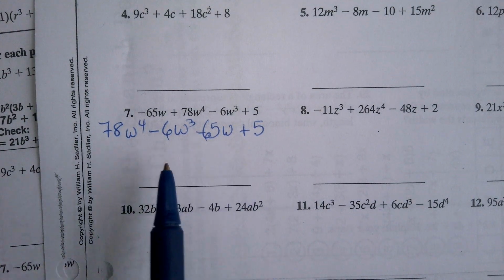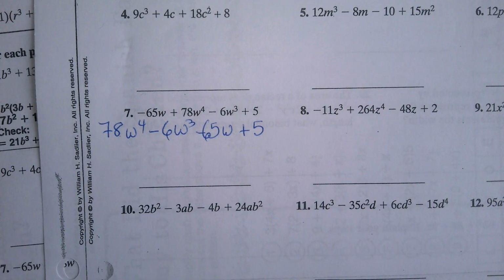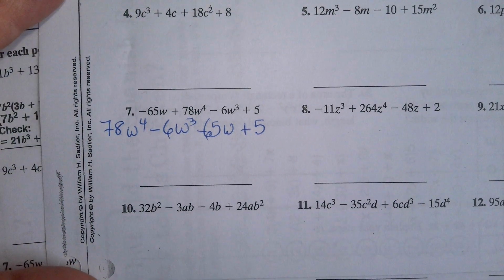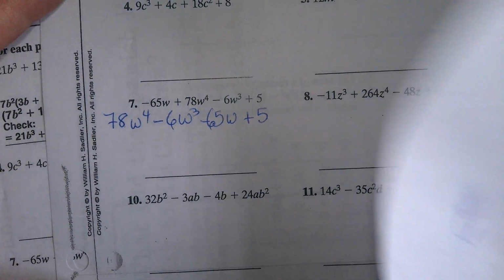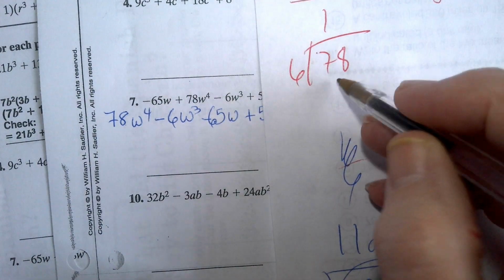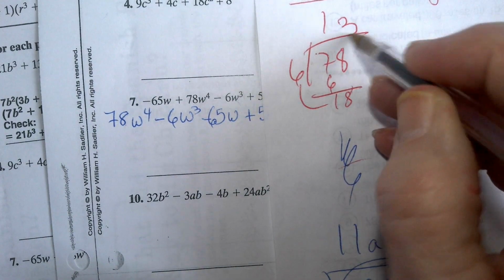And then I can see on my first term, there's something to pull out. And on the last two terms, there's something to pull out. And I think I don't want to use red, but this pen is not working. All right, so we just have to see if 6 goes into 78, and I think it does. 78 divided by 6 is 13. Yes, it goes 13 times.